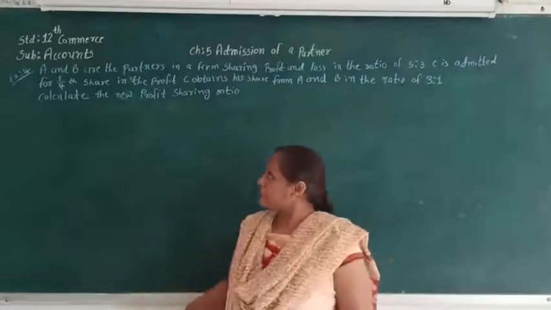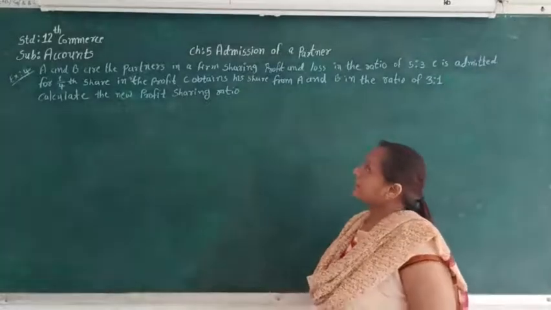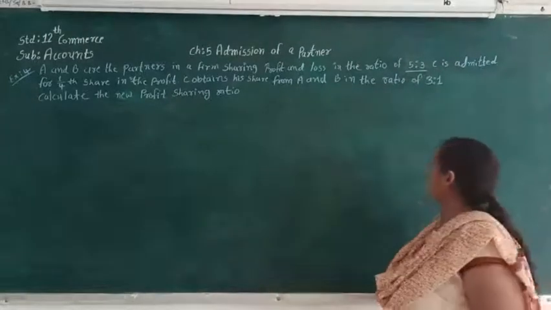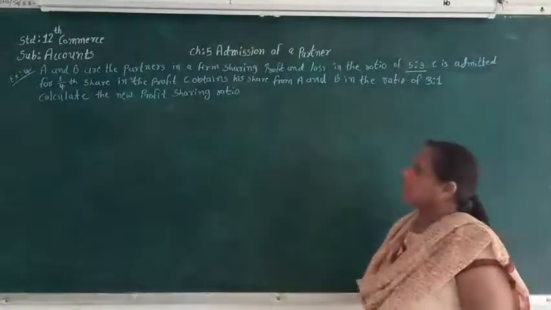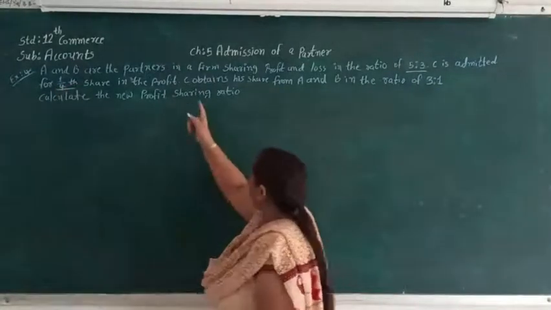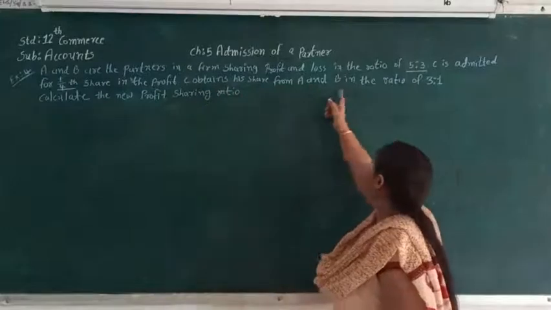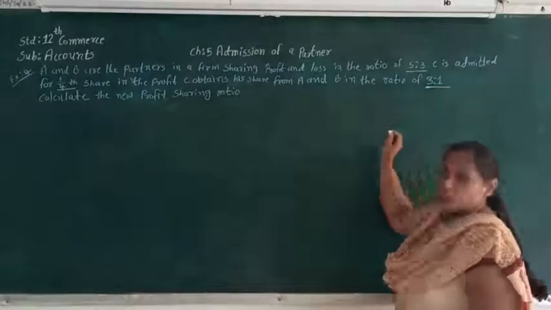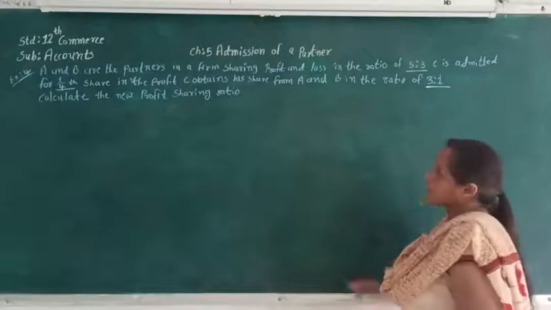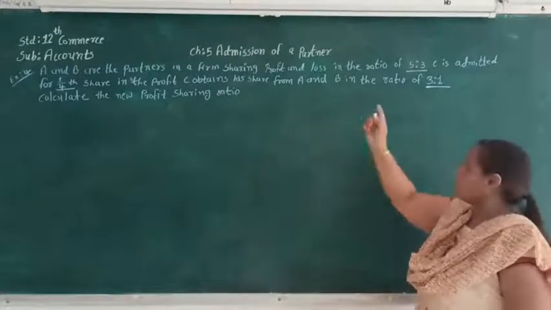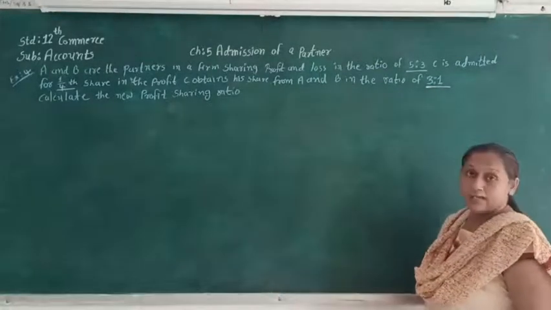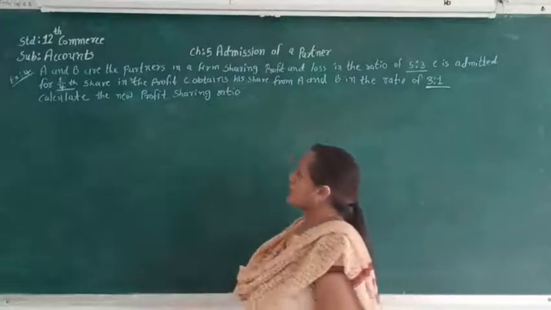Let's see example number 4. A and B are partners in a firm sharing profit and loss in the ratio of 5:3. C is admitted for 1/4 share in the profit. C obtained his share from A and B in the ratio of 3:1. So here the sacrificing ratio of the old partners is given. So C's share will be shared in the ratio of 3:1. And now they are asking us to find out the new profit sharing ratio.